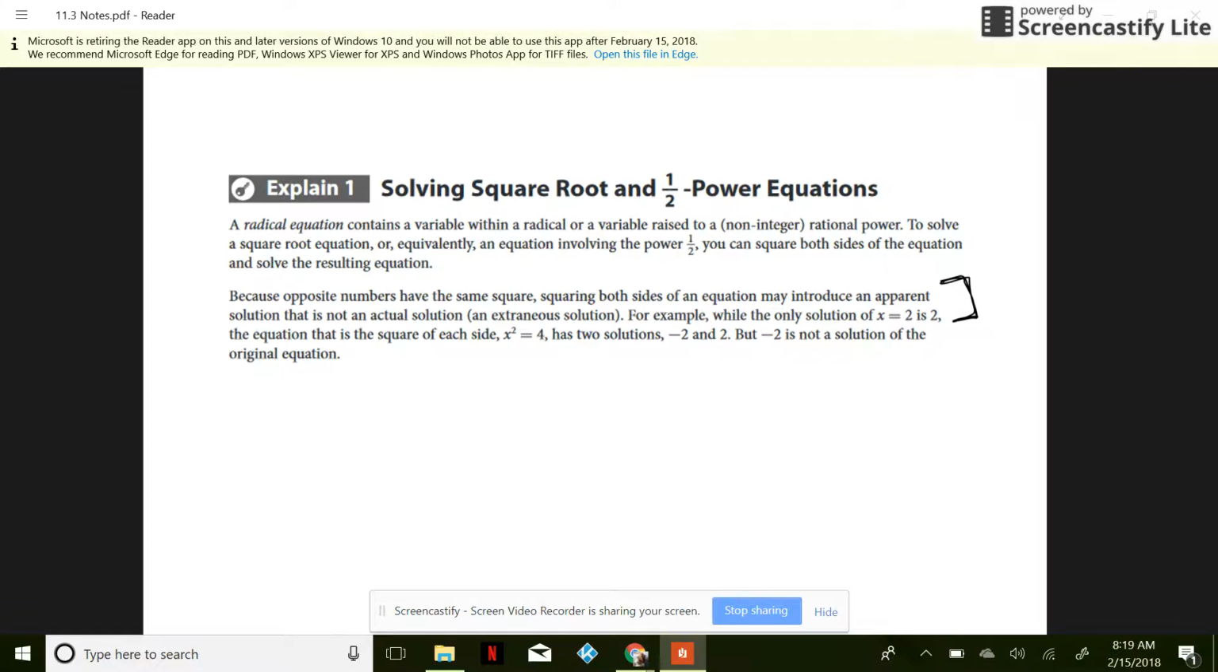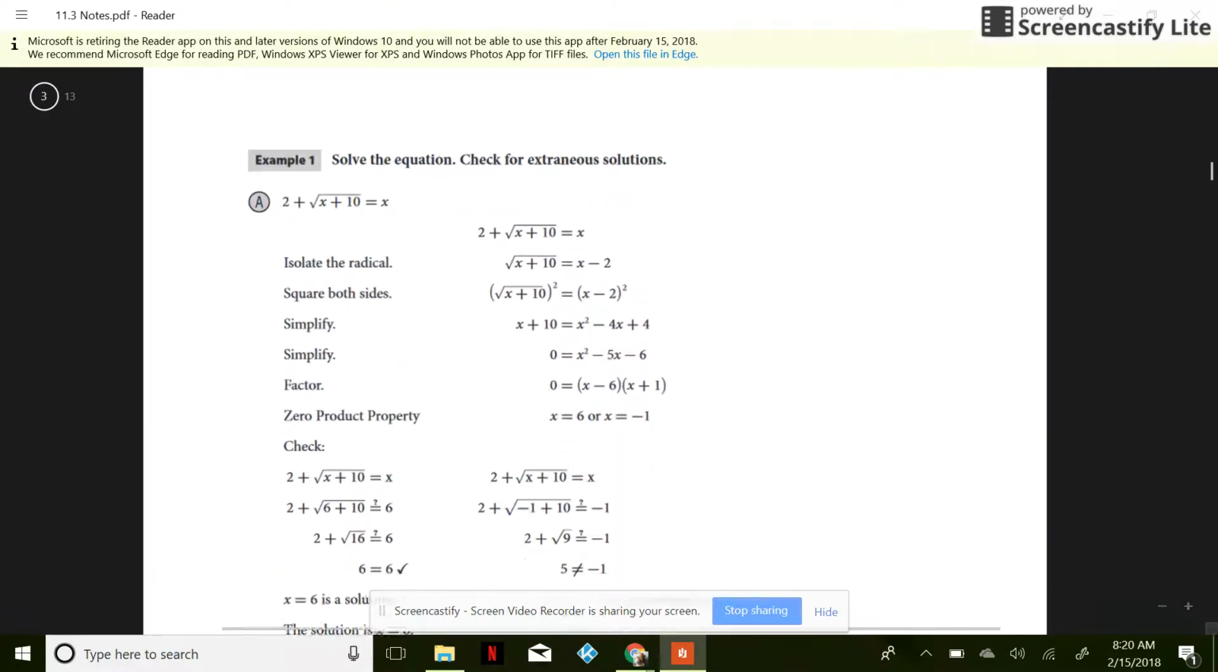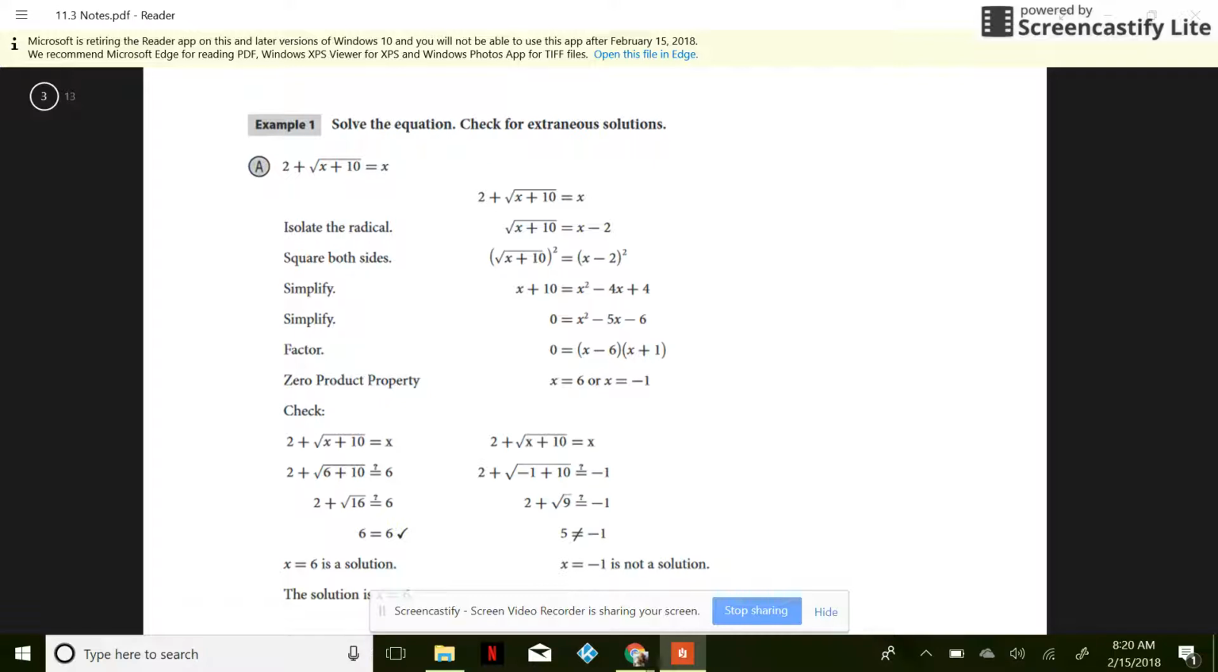So that's one thing to be aware of when we solve square root equations. They might introduce an extraneous solution. So we have to check our answers in the original problem to make sure they work in the original problem.